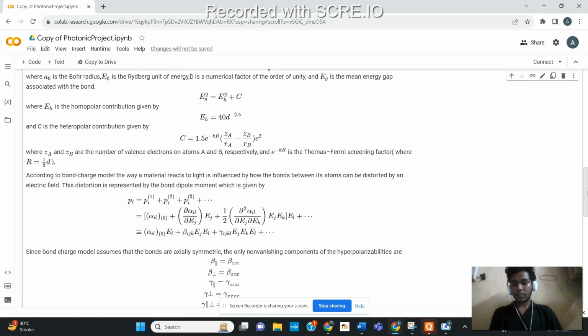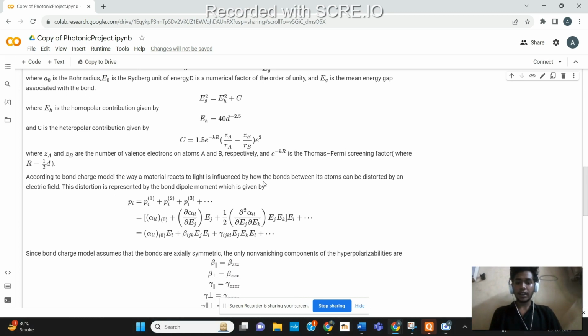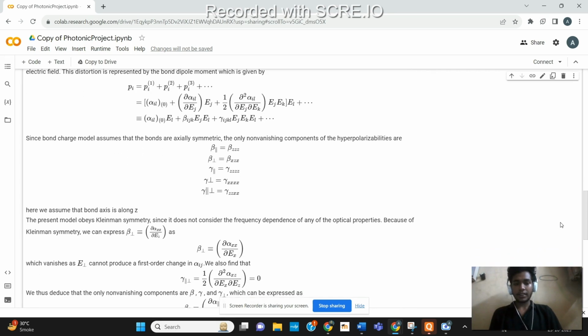According to the bond charge model, the way a material reacts to light is influenced by how the bonds between its atoms can be distorted by an electric field. This distortion is represented by the bond dipole moment, which is expanded here. Since the bond charge model assumes that the bonds are axially symmetric, the only non-vanishing components of the hyperpolarizabilities are these ones. Here we assume that the bond axis is along Z.